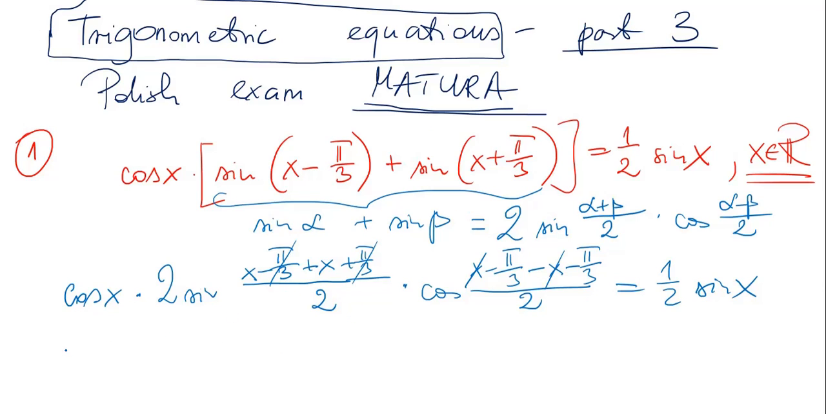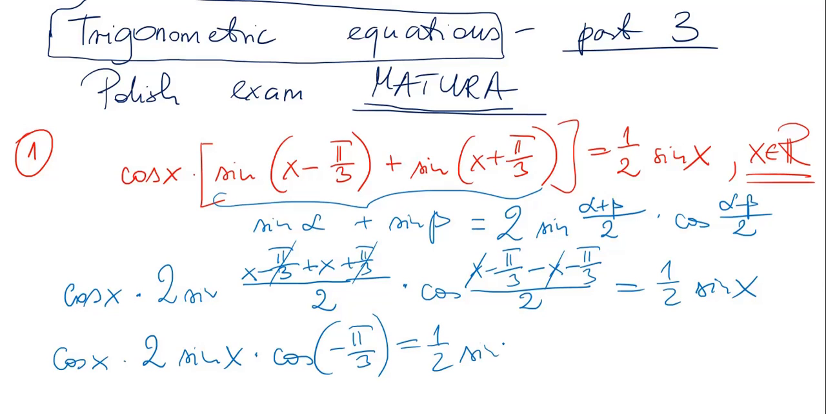Okay, and then what do we get here? So cosine x as it was, then 2 sine, and here we have x, because x plus x divided by 2 is x, then times cosine of negative pi third divided by 2, which gives us negative pi third. So we have cosine of negative pi third equals 1/2 sine x. Okay, it looks so much better than in the beginning.